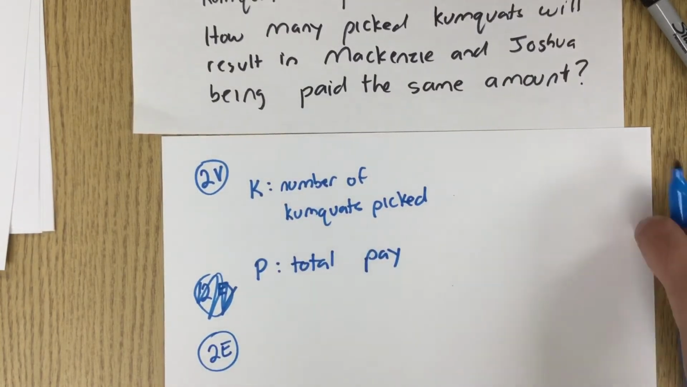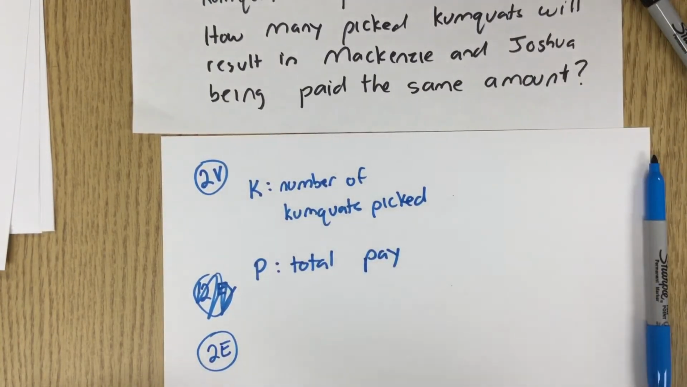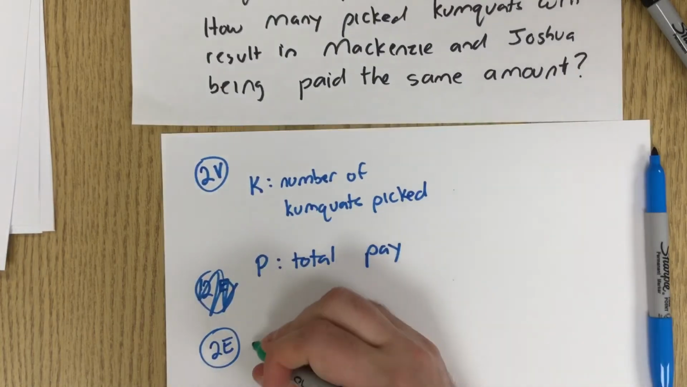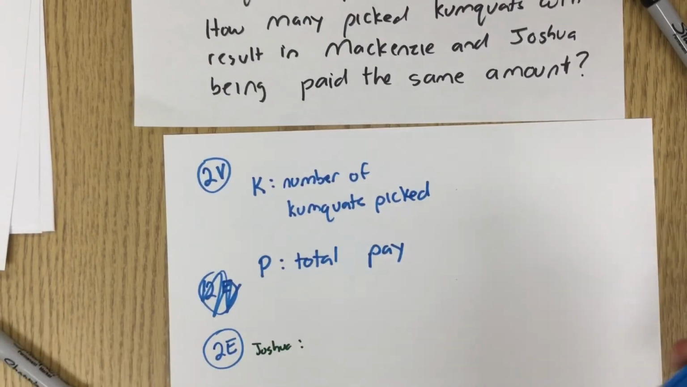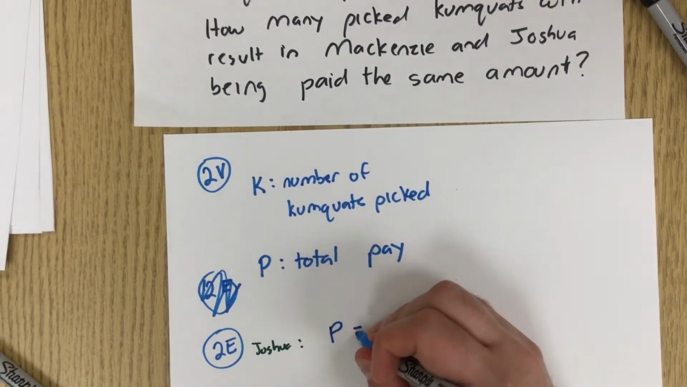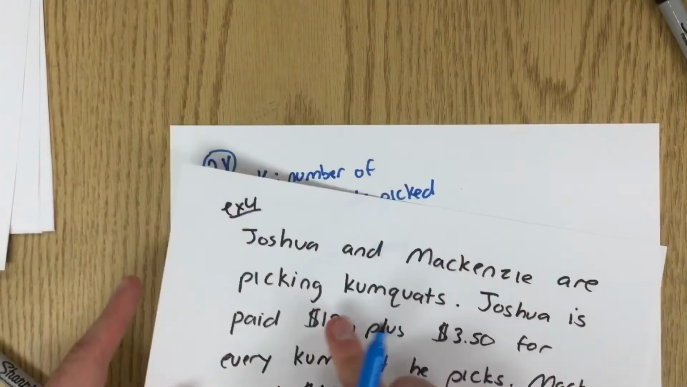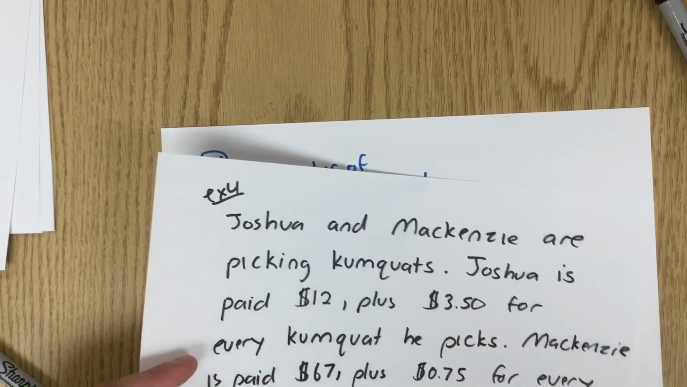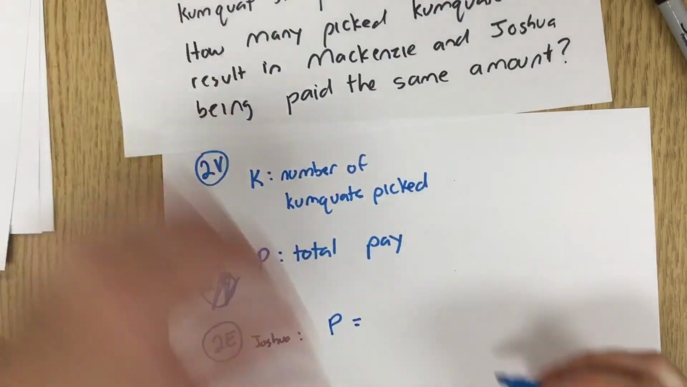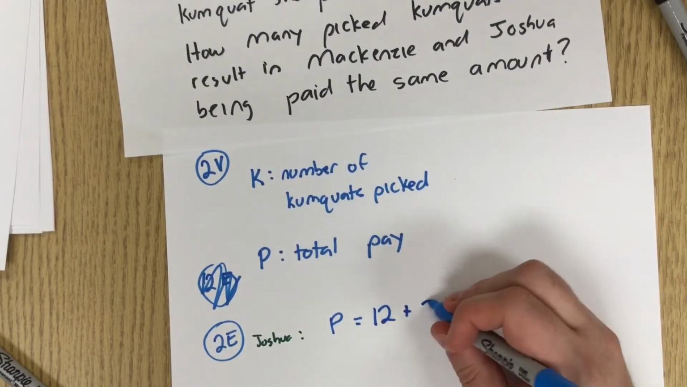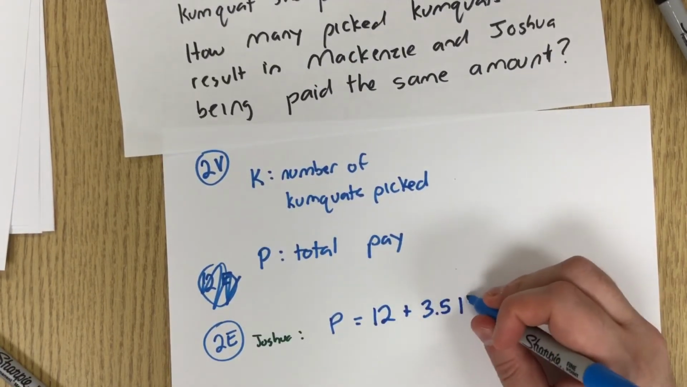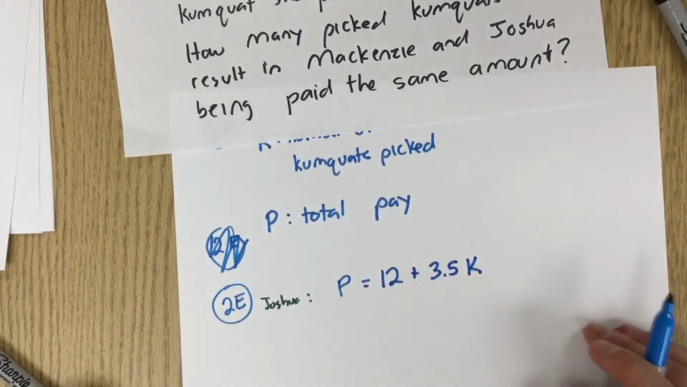And what we're going to do is we're going to do 1 equation for each individual here. So for Joshua, his total pay is, so he gets $12 plus $3.50 for every kumquat he picks. So he gets $12 plus $3.50 times the number of kumquats that he picks.